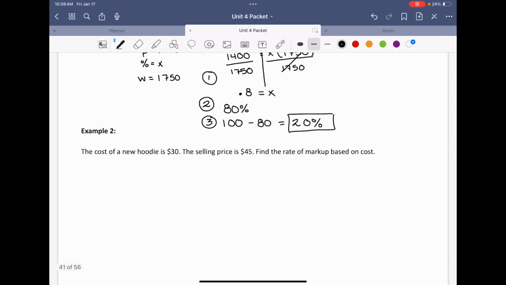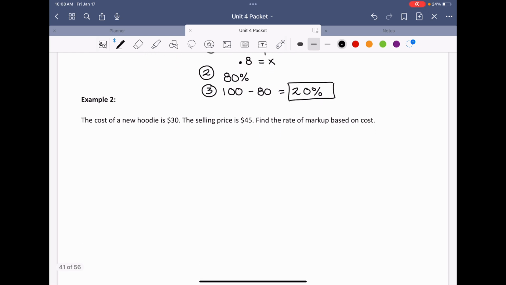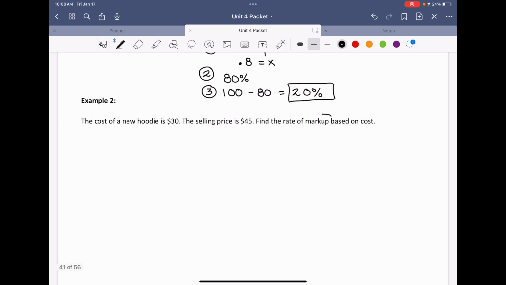Example 2 says the cost of a new hoodie is $30. The selling price is $45. Find the rate of markup based on the cost. All right, so it says find the rate of markup, which is our percent. The new hoodie is $30, but the selling price is $45. I'm going to let you go ahead and try this one on your own, so please pause the video, give it a try. When you're all set, unpause the video and check your work.